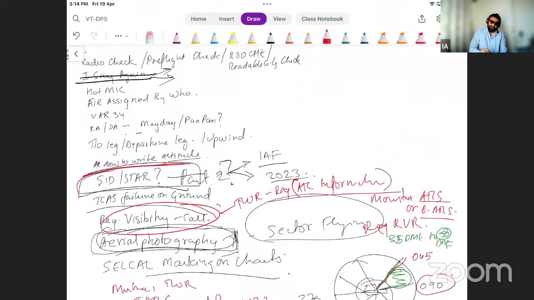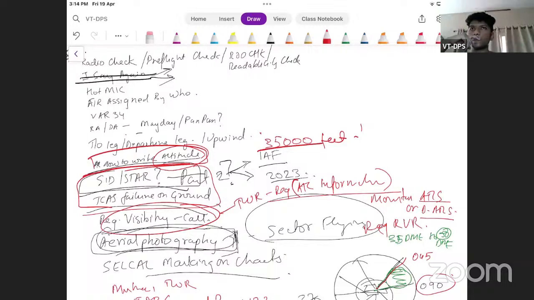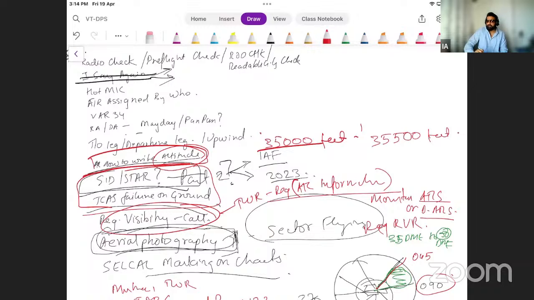You stand by on sit and start, ICAS failure. How to write altitude? You don't have to say altitude. You'll simply write 35,000 feet. That's it. You will write in numbers, but you'll speak in the way you are taught to speak. If it's 35,500, then you'll say 35,500 feet. But 35 cannot be used as an RT number.